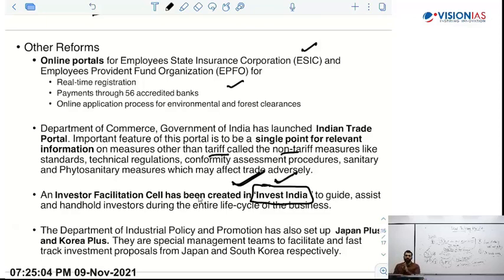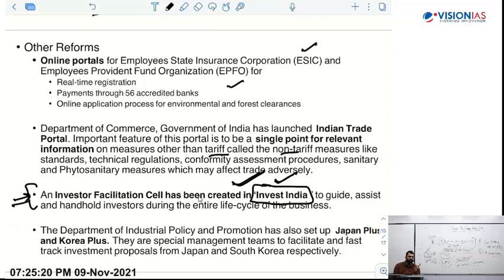This is your one point of contact for all your queries. It will guide, assist, and handhold investors during the entire life cycle of the business. Invest India is one of the major things which were brought under Make in India. You can see its ownership also.